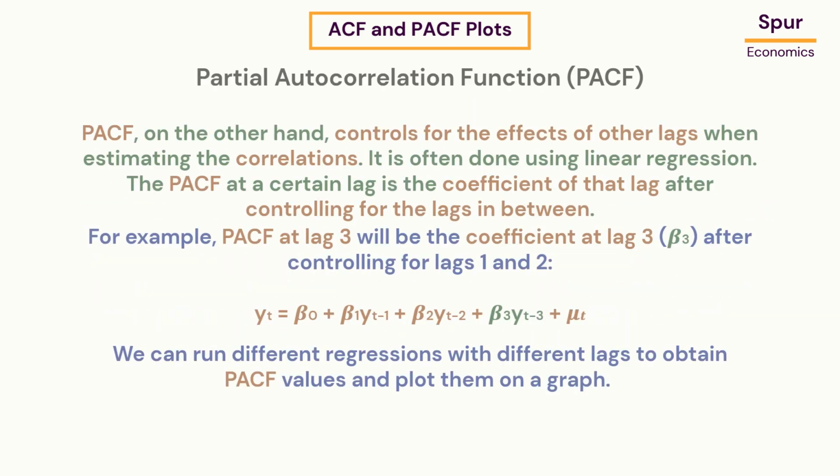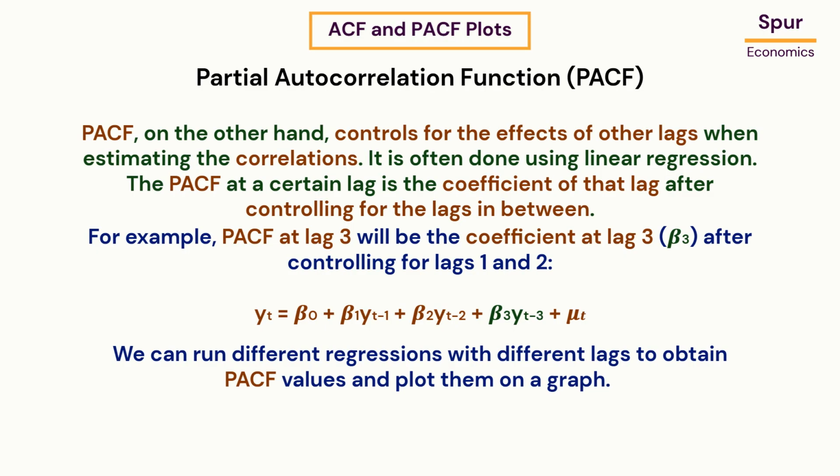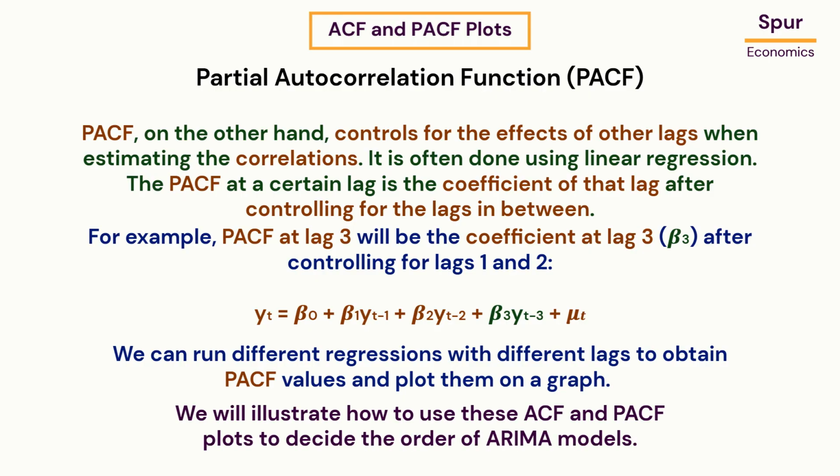Partial autocorrelation function or PACF, on the other hand, controls for the effects of other lags when estimating the correlations. It is often done using linear regression. The PACF at a certain lag is the coefficient of that lag after controlling for the lags in between. For example, PACF at lag 3 will be the coefficient at lag 3 after controlling for lags 1 and 2. We can run different regressions with different lags to obtain PACF values and plot them on a graph. We will illustrate how to use these ACF and PACF plots to decide the order of ARIMA models.